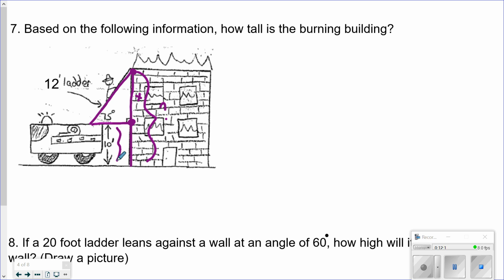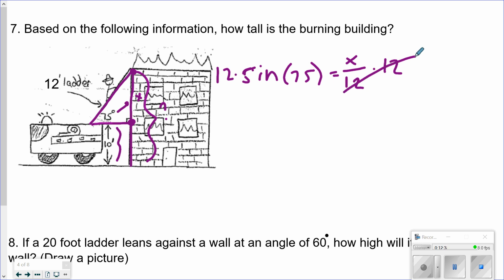So let's start with finding x. All right. So am I going to use sine, cosine, or tangent here? Well, I'm going to use sine. So sine of my angle measure, which is 75, is equal to the opposite side, which is x, over the hypotenuse, which is 12. I need to get 12 out of the denominator, so I'm going to multiply each side by 12 so that those cancel. And 12 times sine of 75 will give me x. Plug this right into your calculator, and we get approximately 11.59 is equal to x.